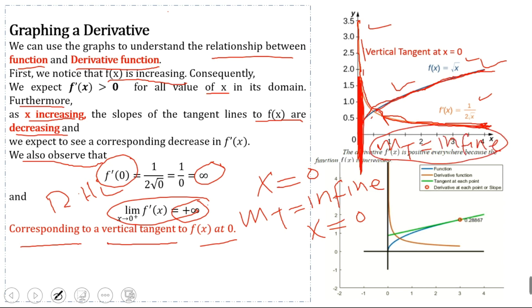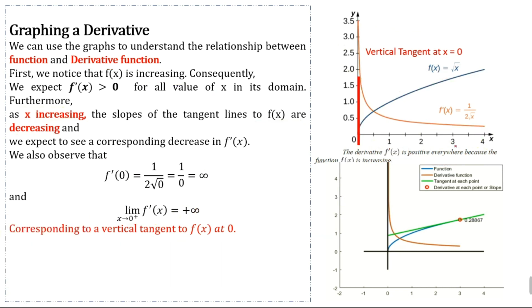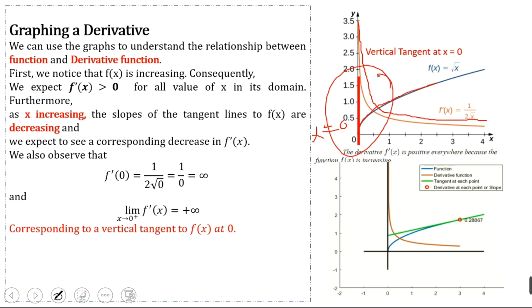When the function has a vertical tangent line, then the function is not differentiable at that point. So this is the relationship between the derivative function and the given function when the function is increasing. Here we see when the function is increasing, the derivative of the function is decreasing as x is increasing. At x equal to 0, the function has a vertical tangent, and at that point the derivative of the function does not exist.